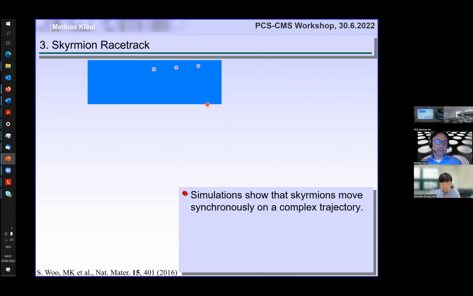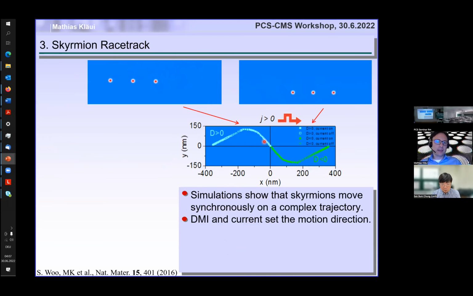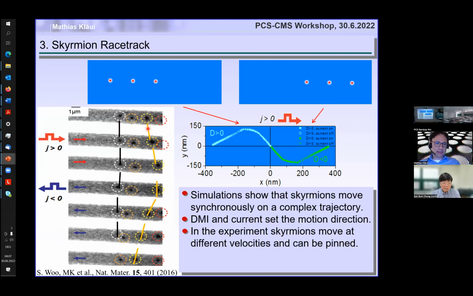Now, we did some theory, and in theory, everything is perfect. So we have 3 skyrmions, which are moved by the current to the left or to the right, depending on the current direction. And they all move on the same trajectory as shown here. And they actually don't move exactly in the direction of the applied current, but under some angle, the so-called Skyrmion Hall Angle.